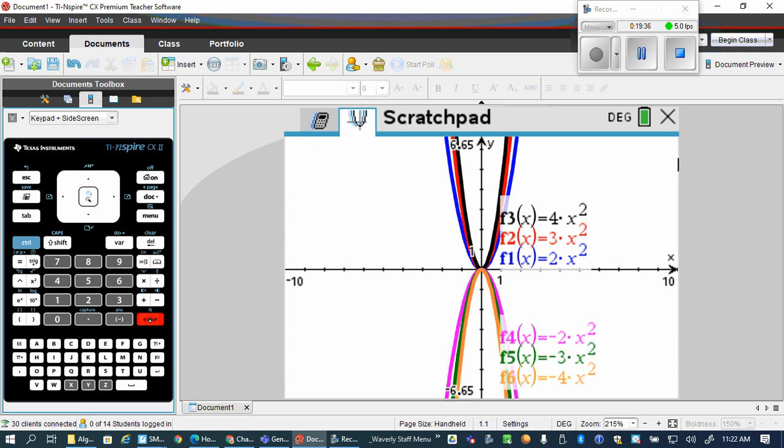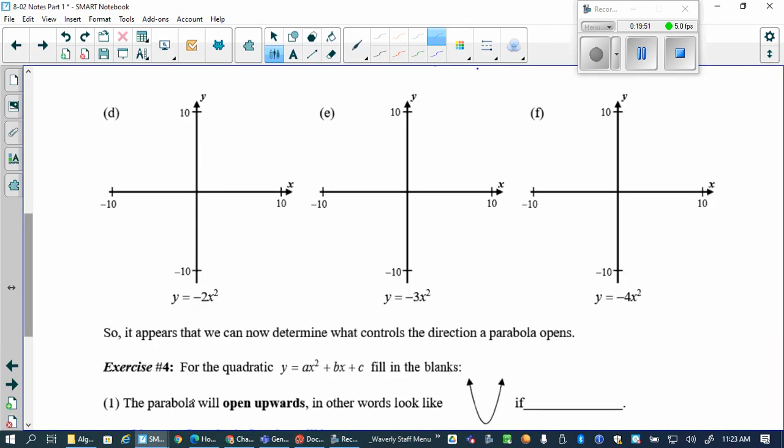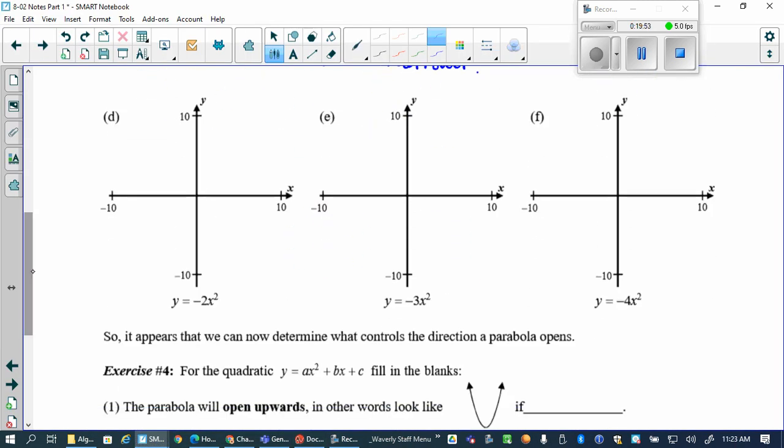So they look a lot like the first 3, but just flipped down, right? Should be a simple fix. All right, so these are going to be just reflections of the ones above them, aren't they? But when we put them all on the same screen, it was kind of clear to see what was happening, yeah?